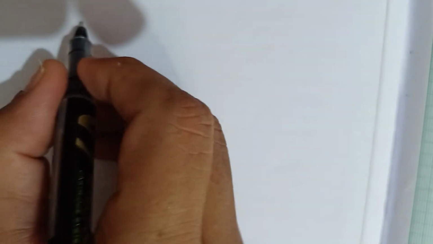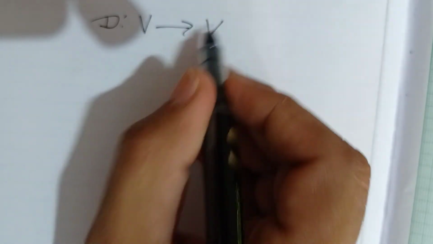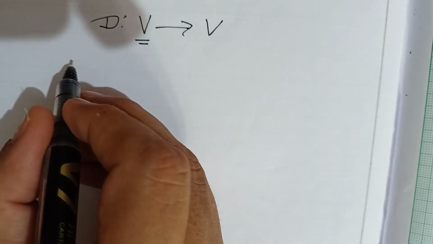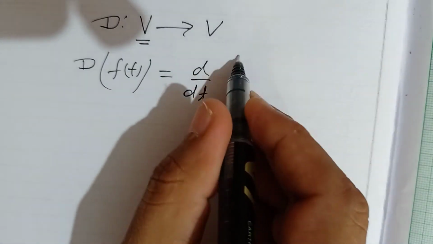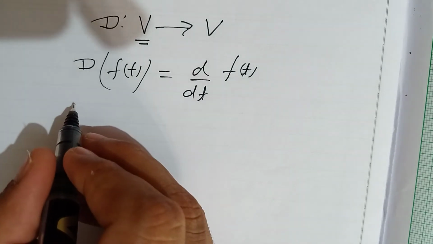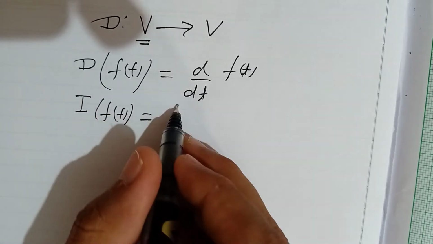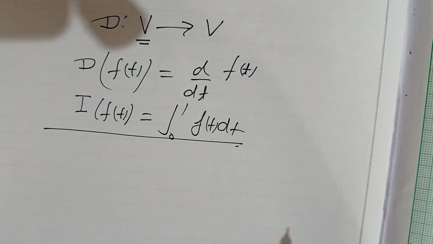So a few examples we have for linear mappings. Let D be the mapping from V to V, where V is the vector space of all continuous, differentiable functions. Then D of f of t equals d by dt of f of t. And for the integral mapping we can define I of f comma t equal to the integral from 0 to n of f of t dt. So these two mappings are linear transformations.